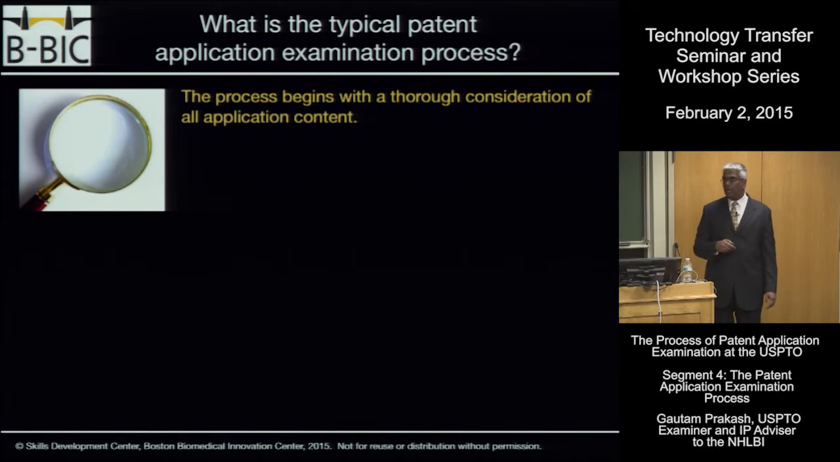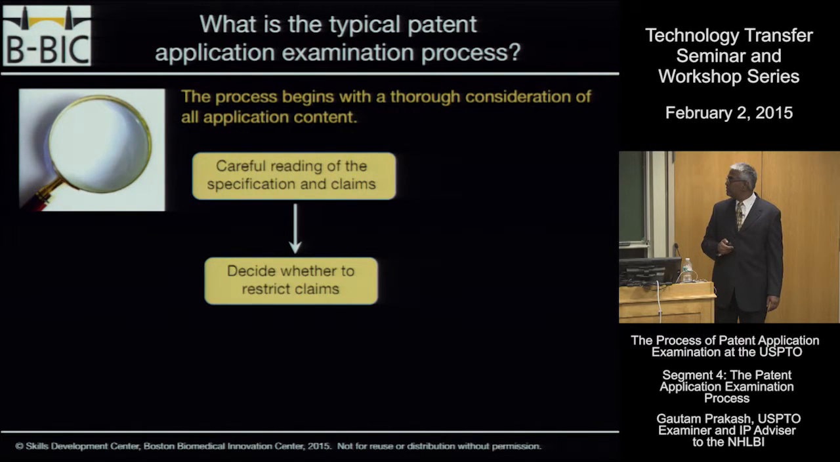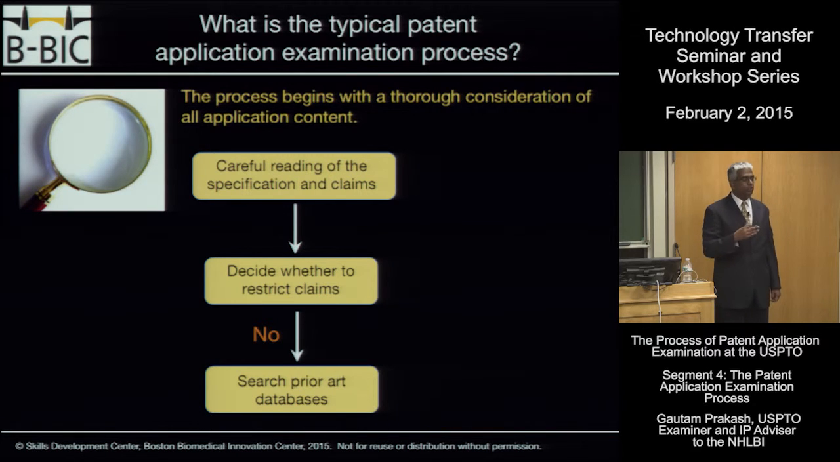Let's go through what the application and examination process actually looks like. I read the specification, that's what you've written, and the claims, what you're trying to cover. The first thing I do is decide: do you have one or more than one invention? We talked about that, it's called a restriction requirement. If all your claims are directed to one invention, I will search the prior art databases based on your claims, okay?